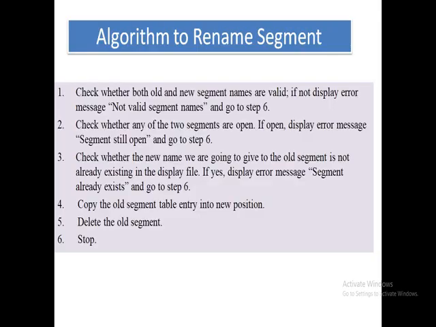So this completes the chapter on segmentation. The first part took us through the fundamentals of segmentation, and this second part took us through the various operations of segmentation. So these are two important parts. Part 1 is the basics of segmentation, where we have seen the concept of segmentation, segment table, etc. And the second part took us through the different operations of segmentation and their algorithms, like creating a segment, closing a segment, deleting a segment, and renaming a segment. That's all. Thank you.